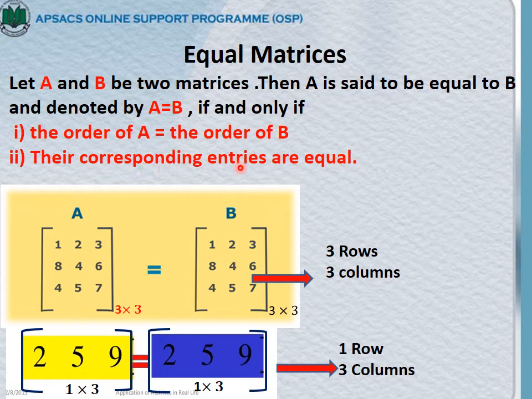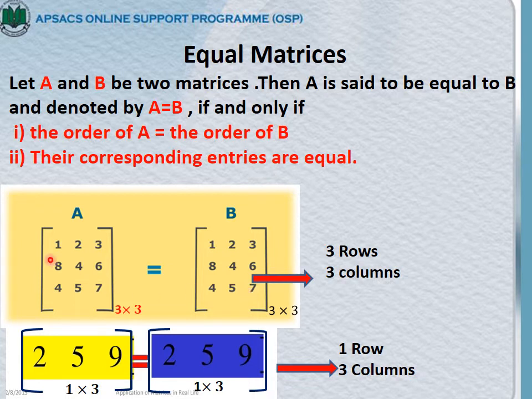What are corresponding entries? I will explain with this example. This is matrix A and this is matrix B. This is the first element, and its corresponding element is this, because this is also the first element of matrix B. Similarly, this is the third element of this matrix, and the corresponding element of this element is this. Similarly, the corresponding element of 7 is 7, because this is the last element of matrix A and this is also the last element of matrix B.